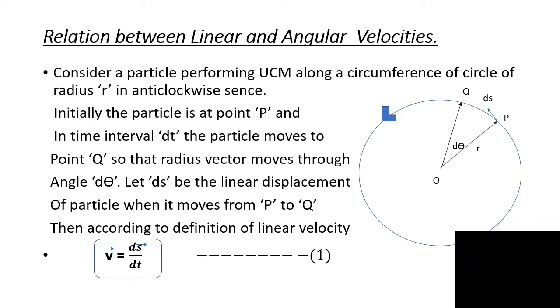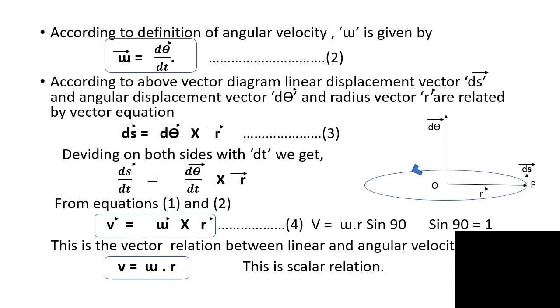v bar is equal to ds bar upon dt. According to definition of angular velocity omega bar, it is given by omega bar equal to d theta bar upon dt. Say this is equation 2.